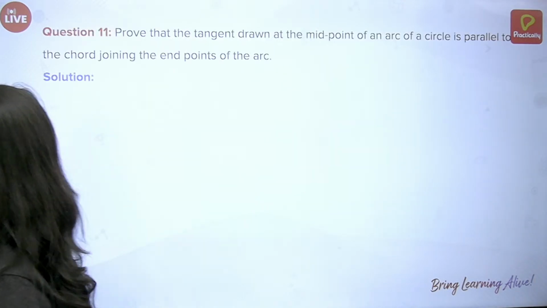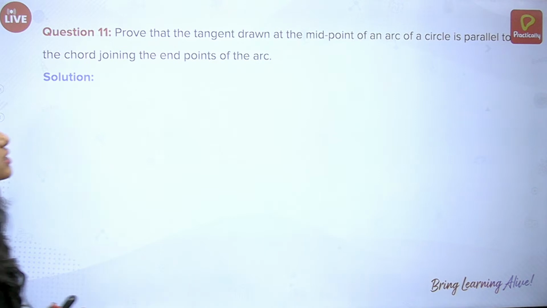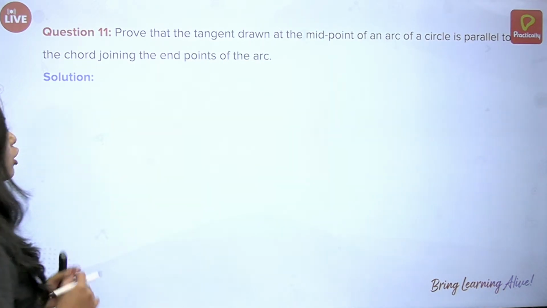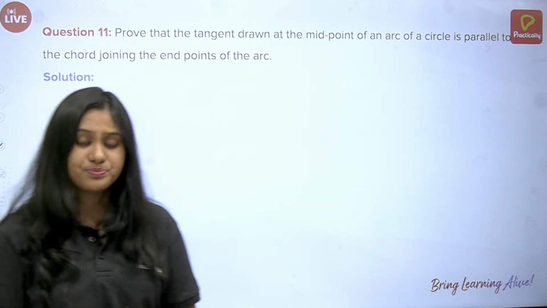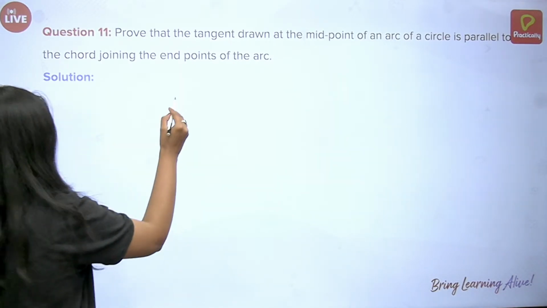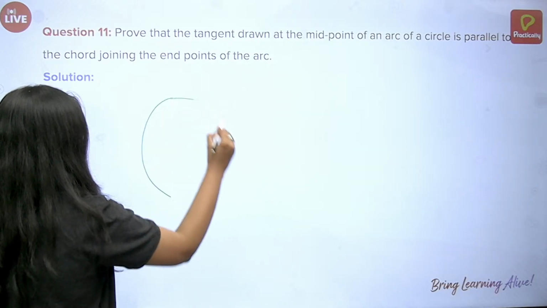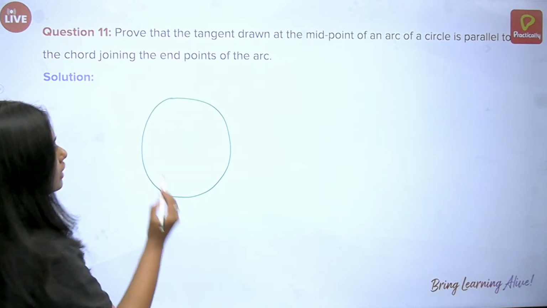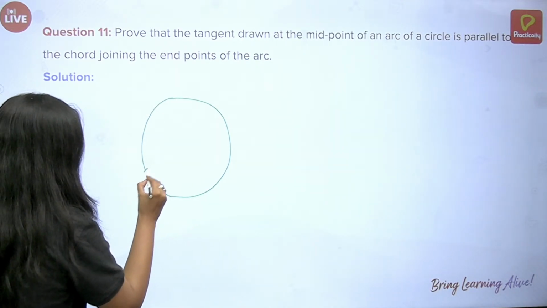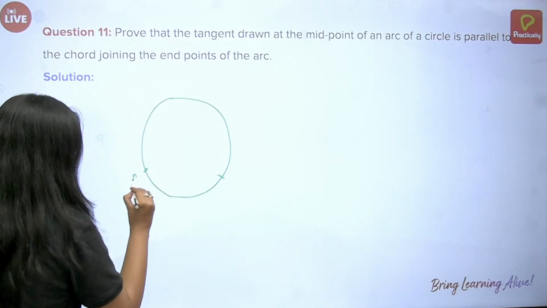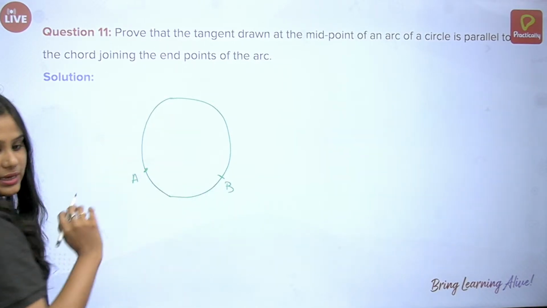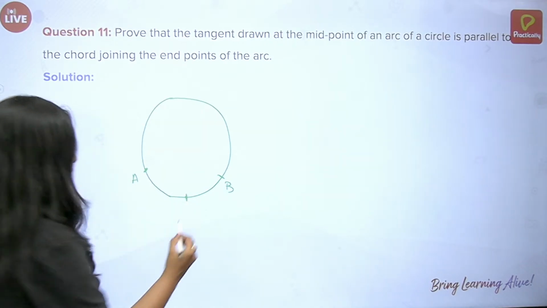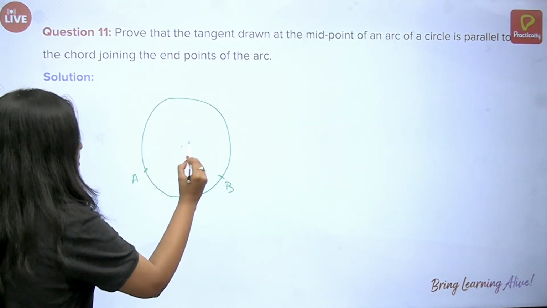Yeah, 120. Prove that the tangent drawn at the midpoint of an arc of a circle is parallel to the chord joining the endpoints of the arc. Okay, so first let us draw a circle. And what do we have to prove? Tangent drawn at the midpoint of the arc. So let us take this to be the arc, that is A and B. So AB, the minor arc we are considering. Okay. So this will be the midpoint. Let us name it as P. This is the center O.